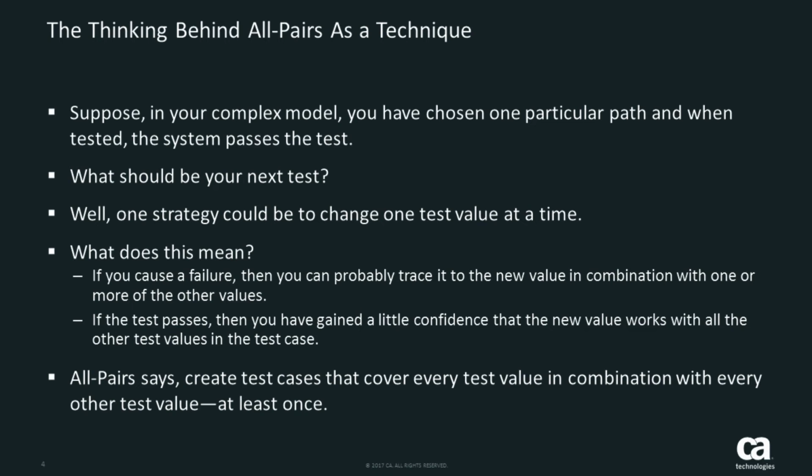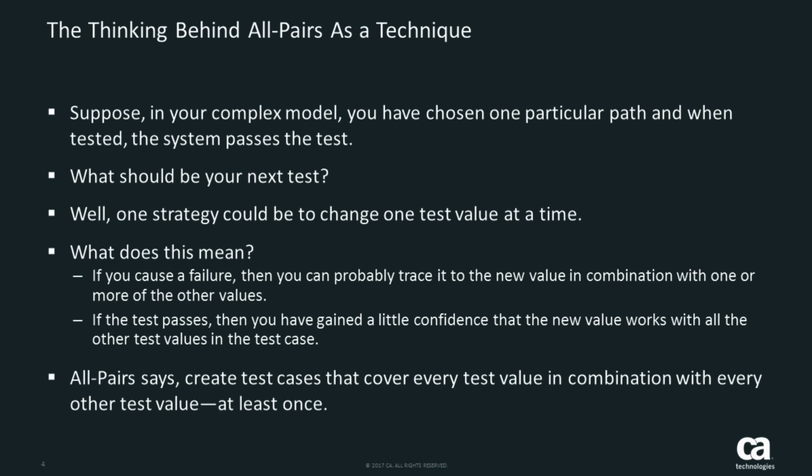Suppose you change one thing and then that test causes a failure. Well, then you could probably trace the problem back to the new test value in combination with one or other of the other values in your table of inputs. Now, if the test passes, then you've gained a little confidence that the new value works with all the other test values in that test case. So what we can say about all pairs is this: we should aim to create test cases that cover every test value in combination with every other test value at least once.